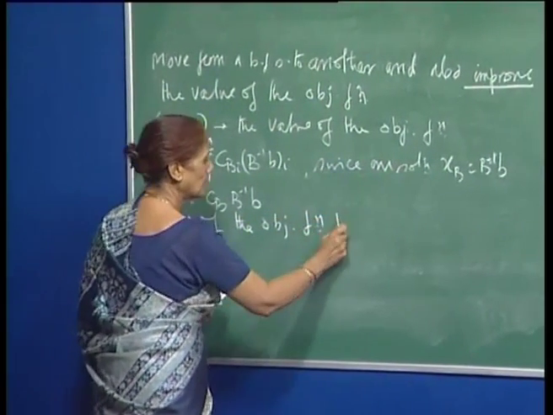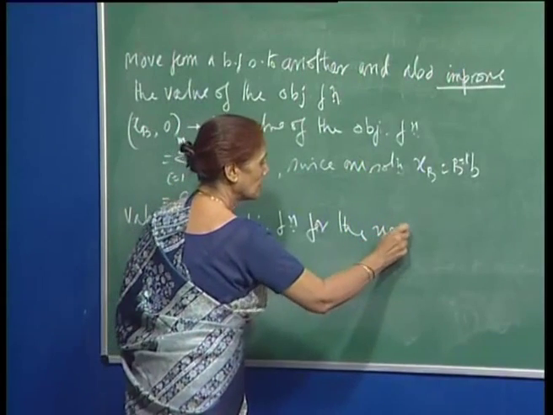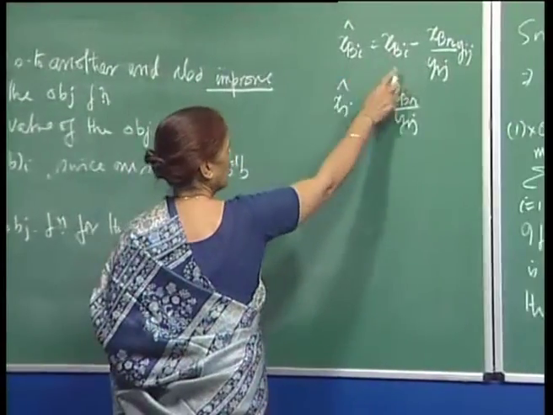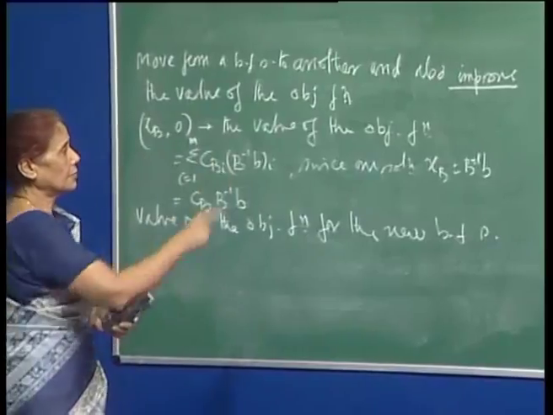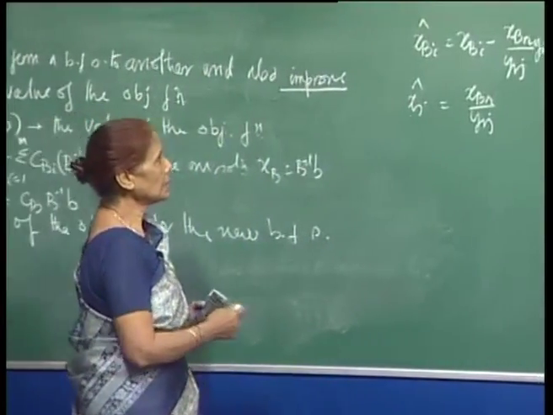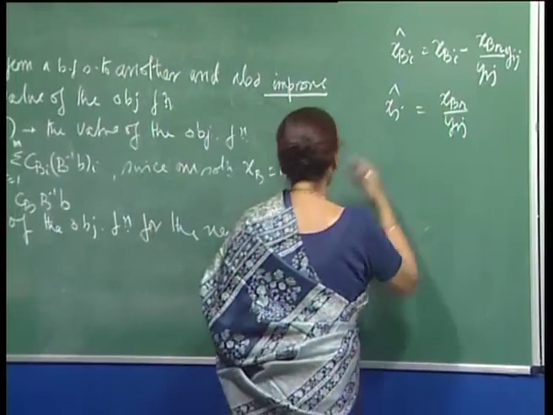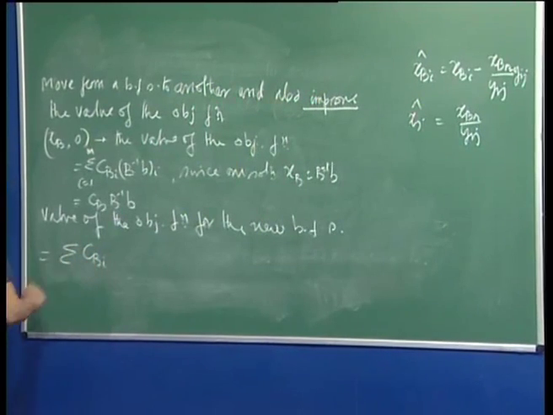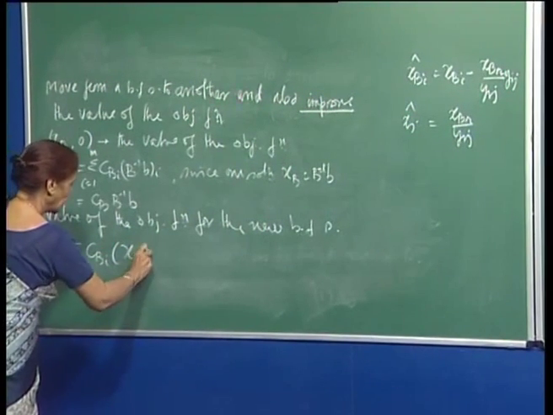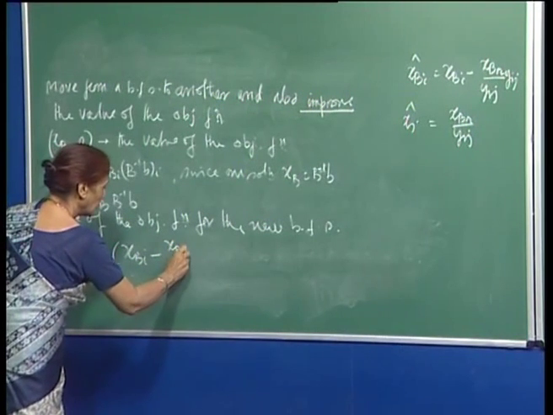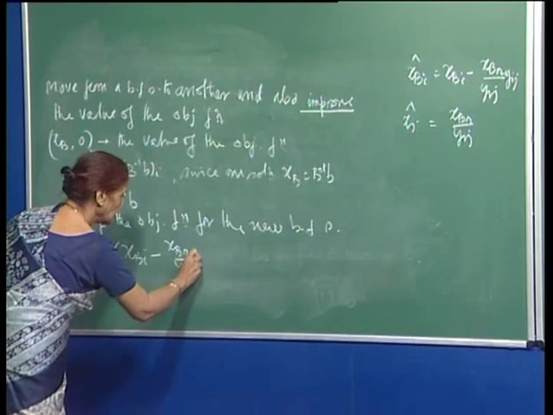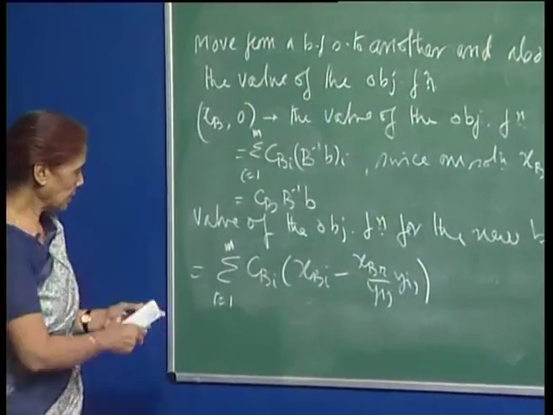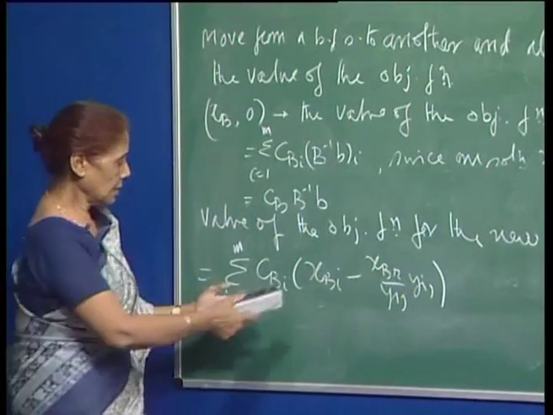for the new basic feasible solution. Here the coefficients remain the same, and you see that since xBr hat is 0, I can include that in the summation. What I mean to say is that it will be equal to the summation of cBi times (xBi minus xBr upon yrj into yij), i varying from 1 to m. So I do not have to exclude the rth term, because anyway this number is 0.